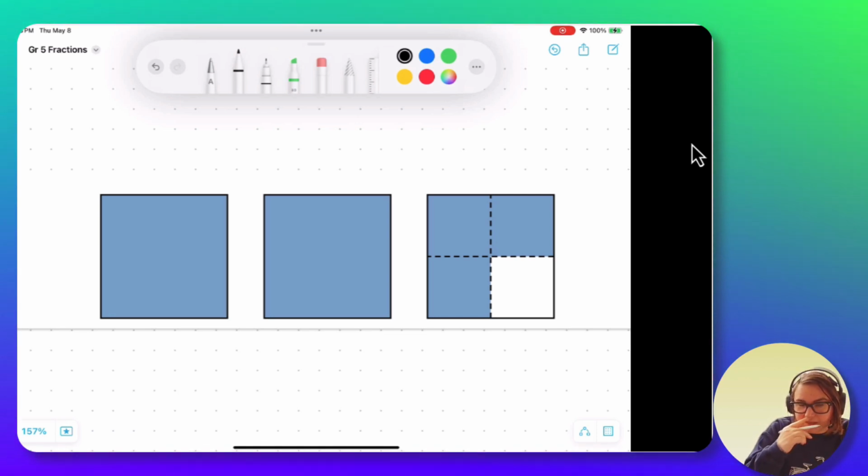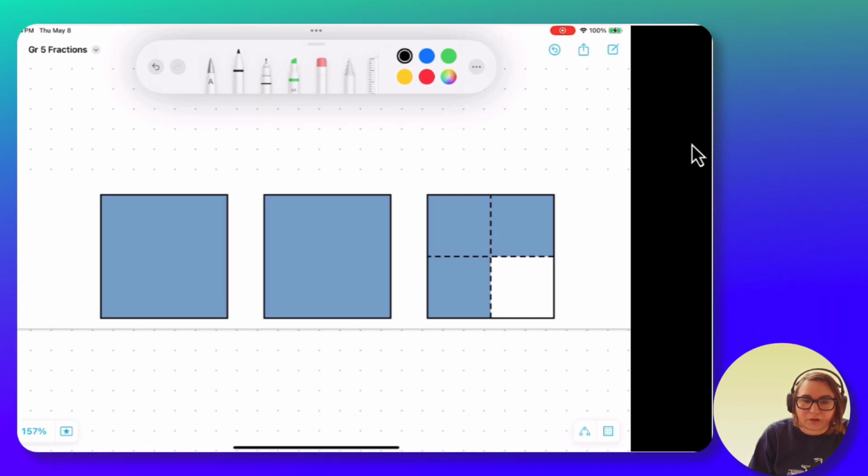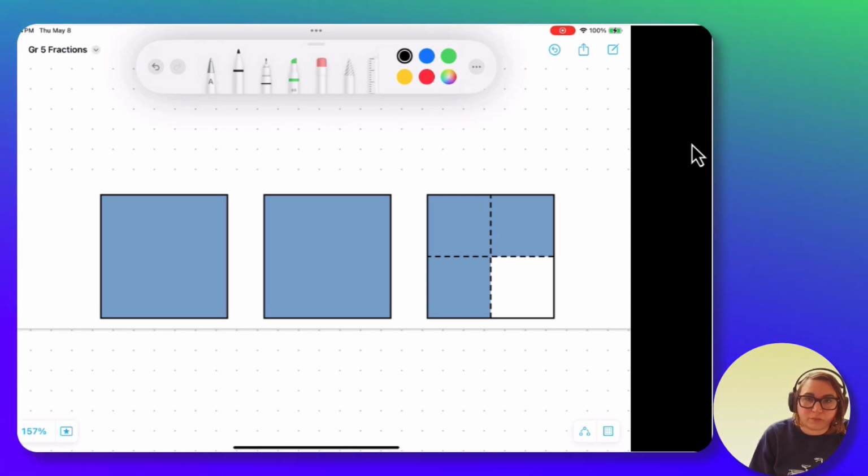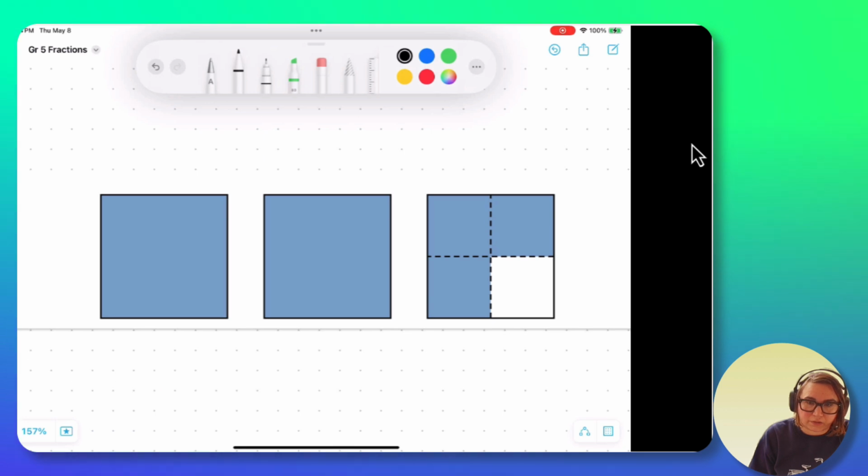And so some of the things that we want our students to notice is that there are 3 squares on the screen, and they are all the same size and the same shape. We also want them to notice that 2 of the squares are colored in solid blue, and 1 of the squares is partially covered in blue. Now the 2 squares fully covered are not partitioned. They're not broken up into any pieces. They're just 2 solid squares. The third shape is broken up into quarters, and 3 out of those 4 quarters are colored in blue.